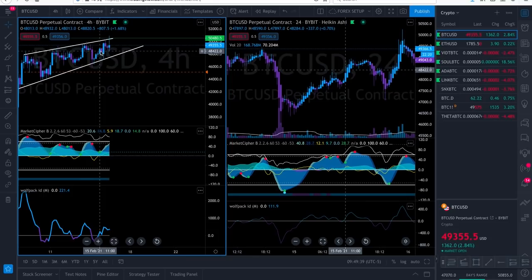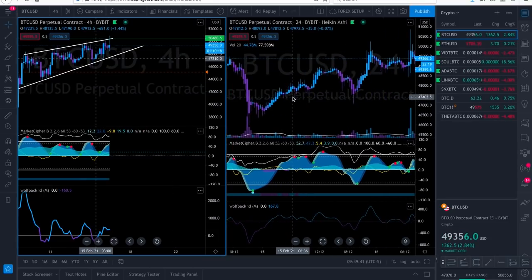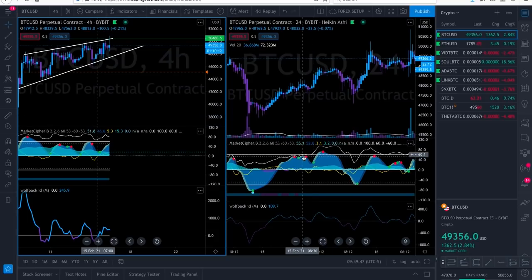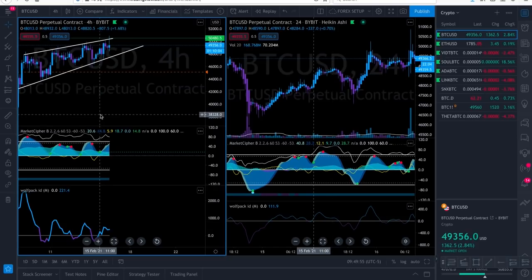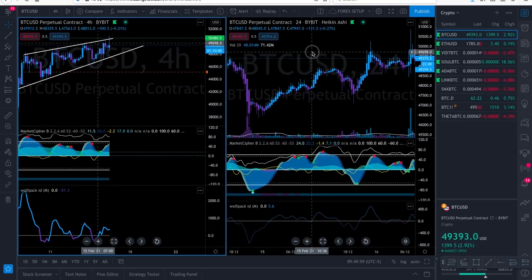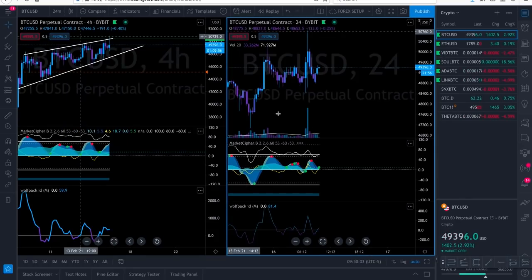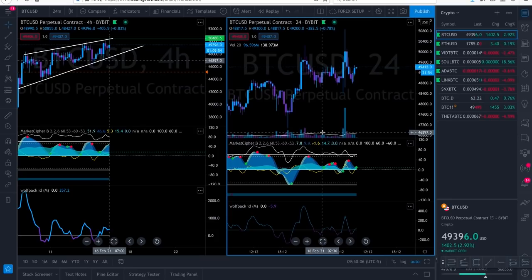Here's the problem. I didn't have all my confirmations on the 24-minute because when this green dot printed on the 4-hour, I didn't have a good entry on the 24-minute because, let's see, I wasn't using Heikin-Ashi candles, which actually does make a difference, guys. It does make a difference. The Heikin-Ashi candles really do make a difference.